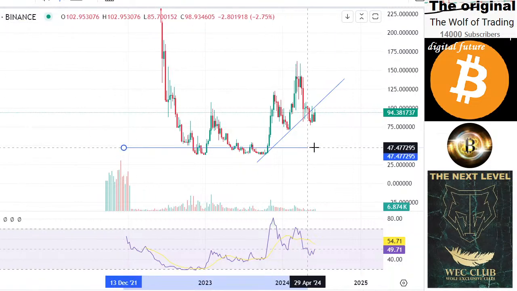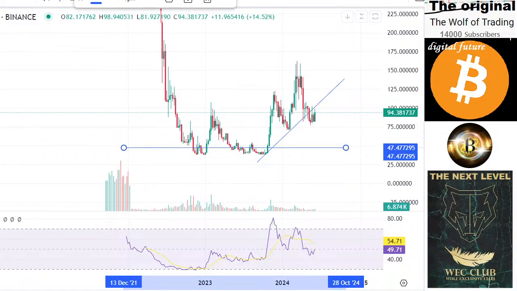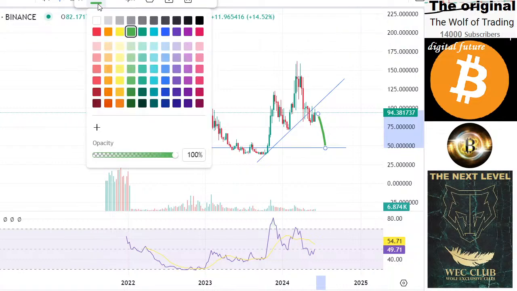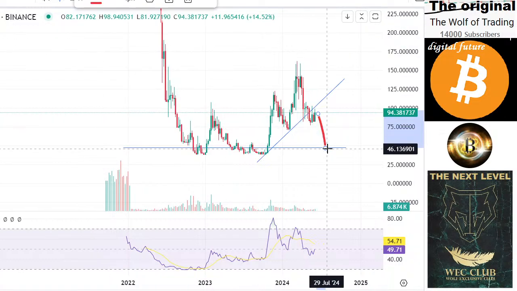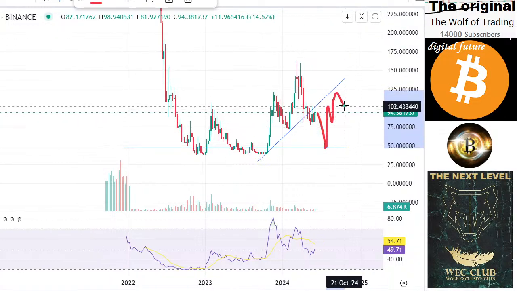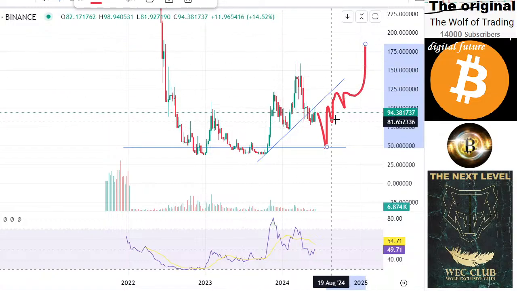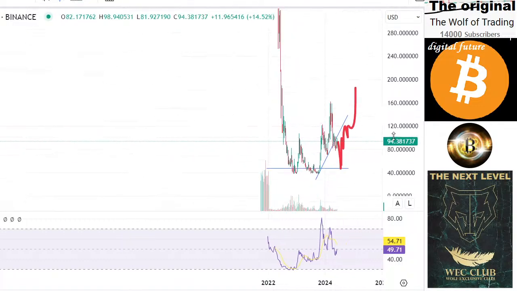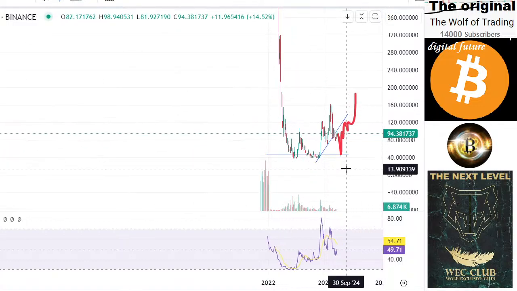So you can see 47, we have 94, calculate here 50% drop. We are landing at 46. You can see a left shoulder, head, right shoulder formation, and then the price can rise to 200. This is easy.